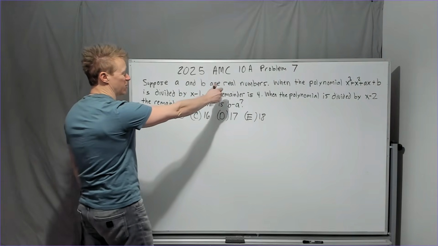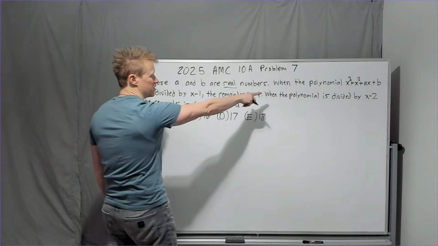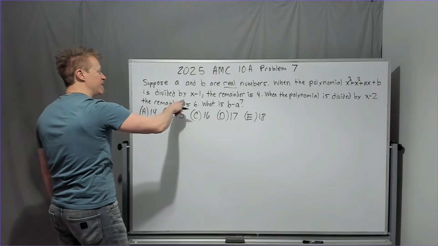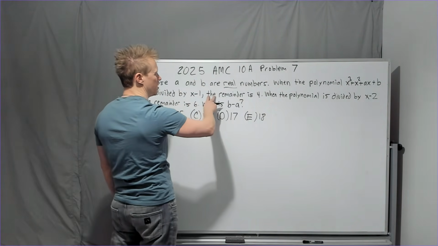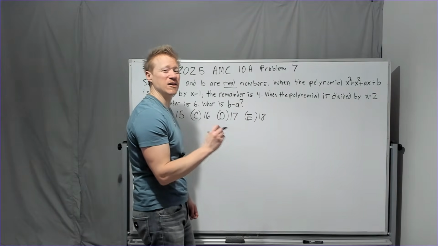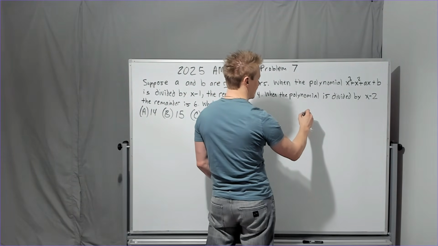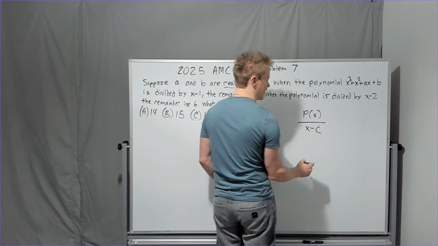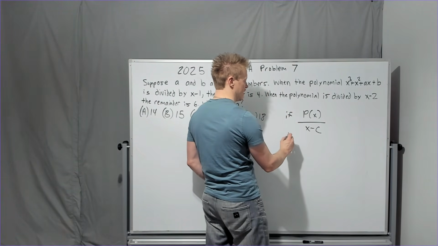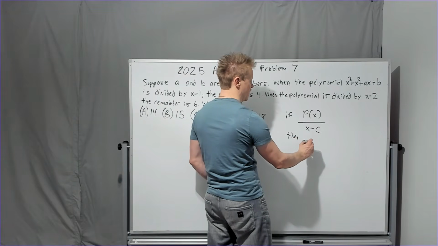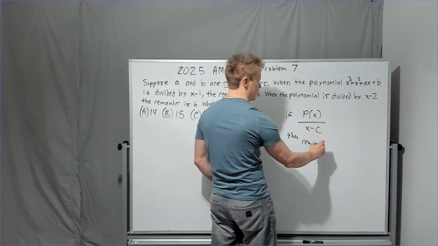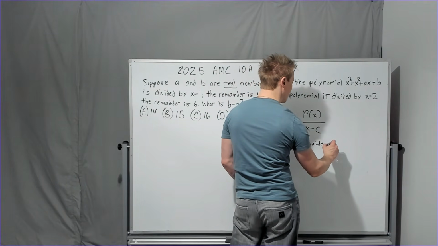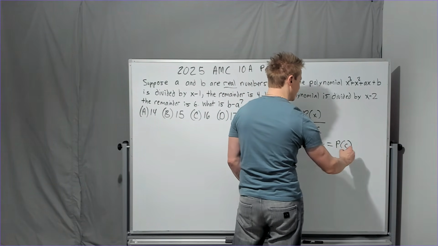Suppose a and b are real numbers, not necessarily integers. When the polynomial x cubed plus x squared plus ax plus b is divided by x minus 1, the remainder is 4. Here's what the remainder theorem says. If you take a polynomial and divide it by x minus c, then the remainder, this is a small notebook concept, so write it down, is equal to p of c.